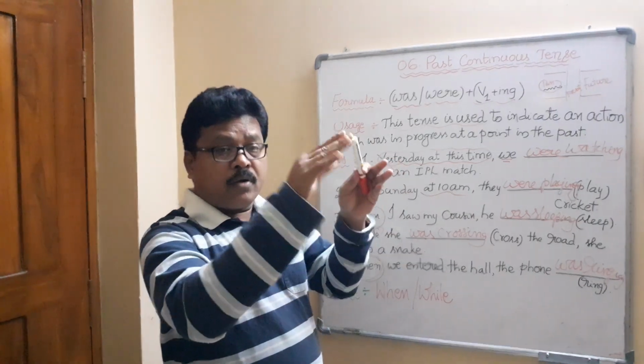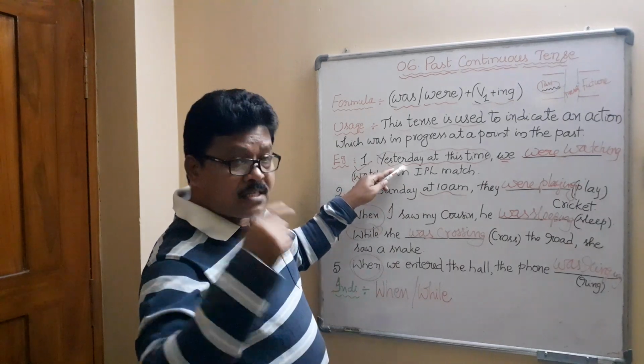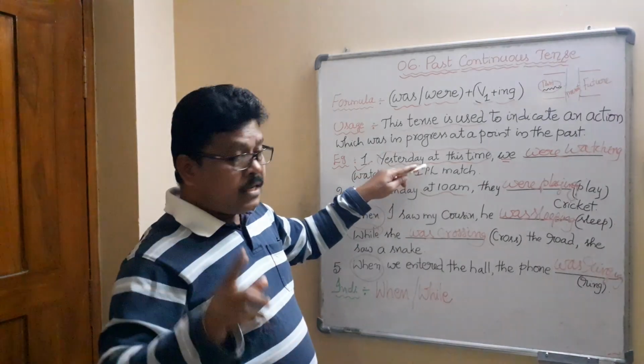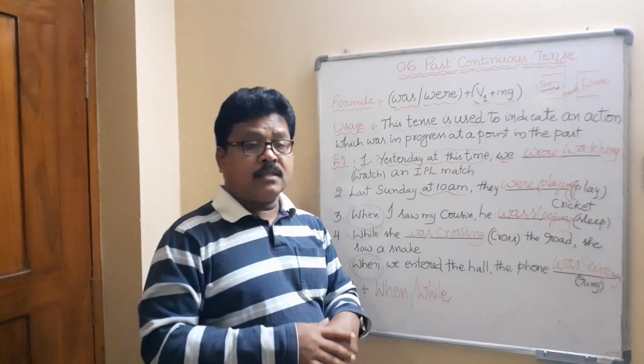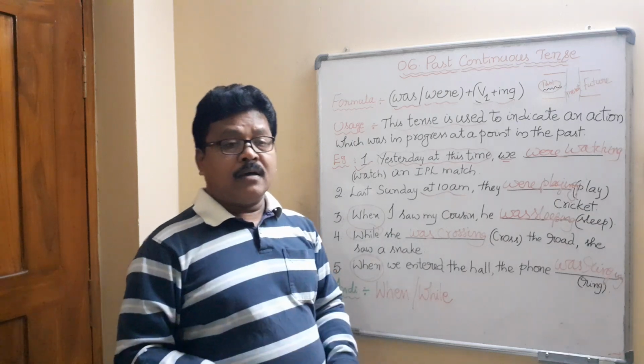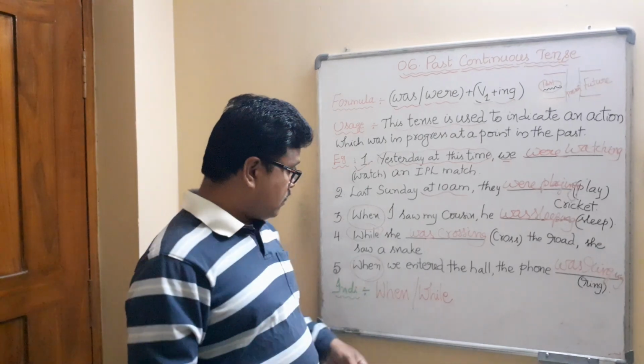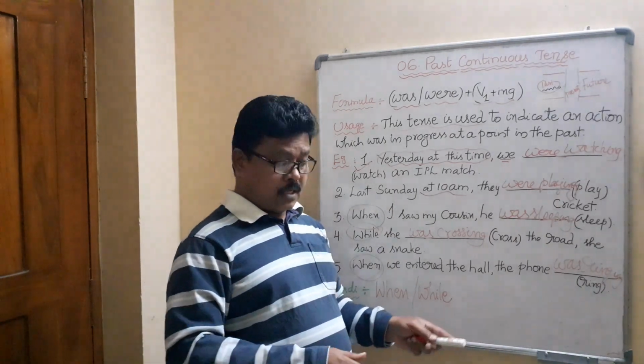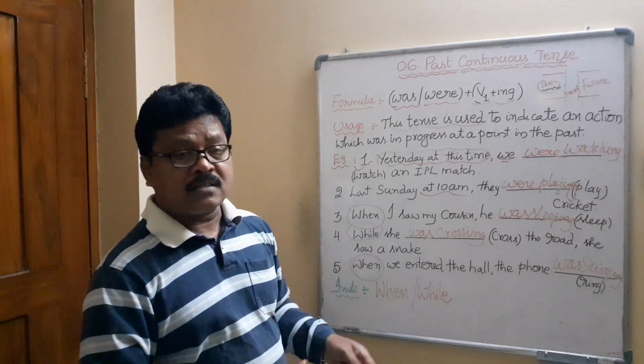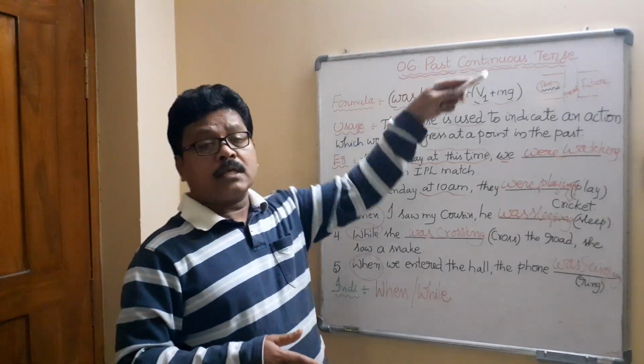Sometimes past tense with any point of time. Yesterday at this time, last Sunday by this time, last summer at this time, last March at this time, last Sankranti, last Ramzan at this time, and when or while. Usually these are the indications. When you come across these words, please use past continuous tense.